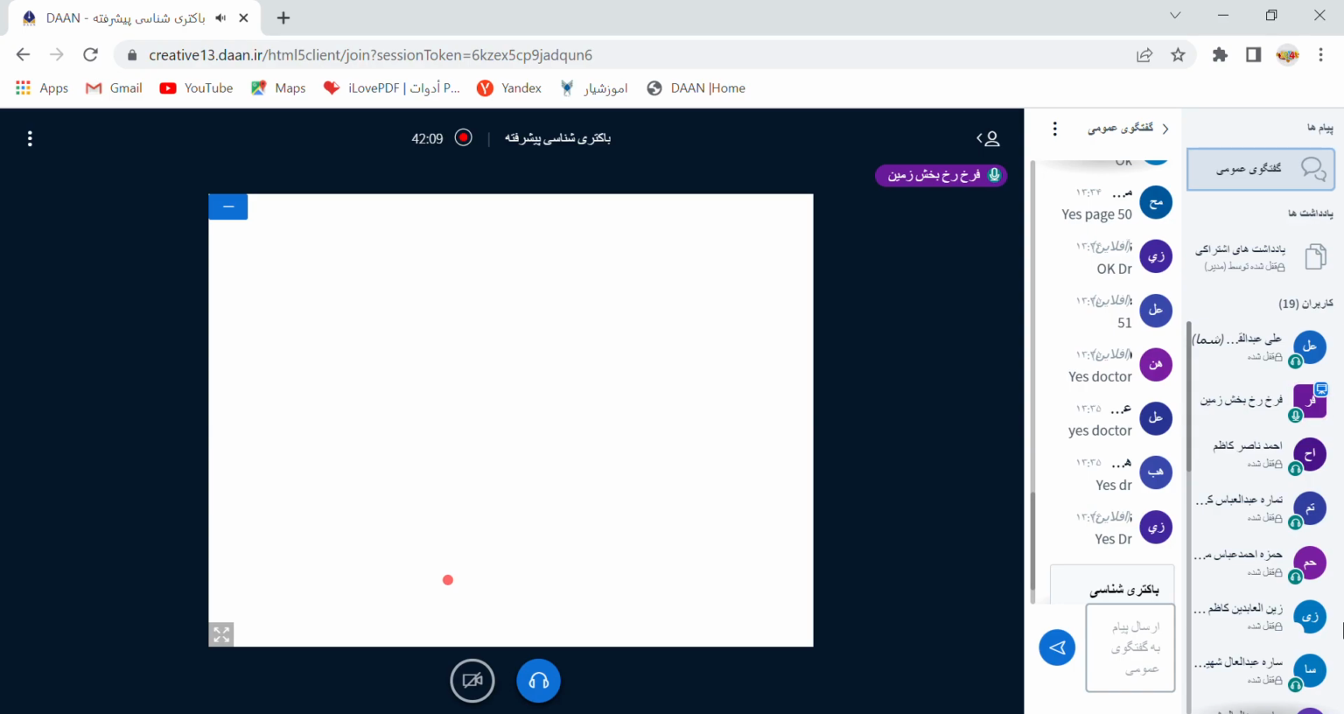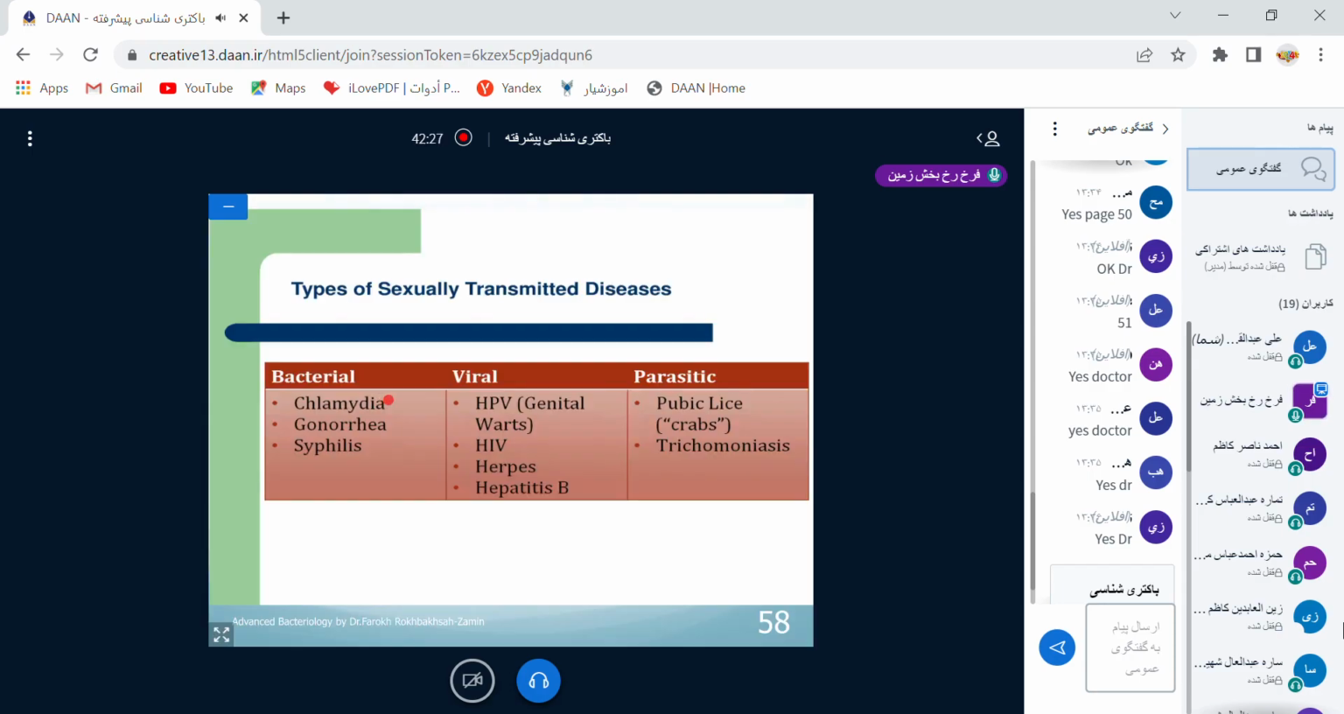And some of these infections are sexually transmitted diseases. We call them by the abbreviation STD. Some of them are bacterial, like Chlamydia trachomatis, chlamydia, and gonorrhea, where the agent is Neisseria gonorrhoeae, and syphilis, which is related to Treponema pallidum.